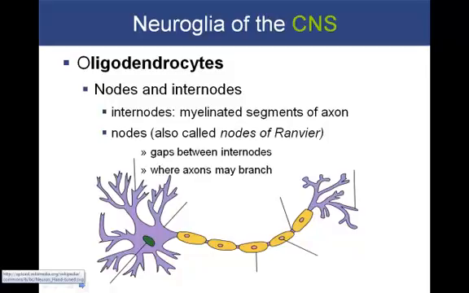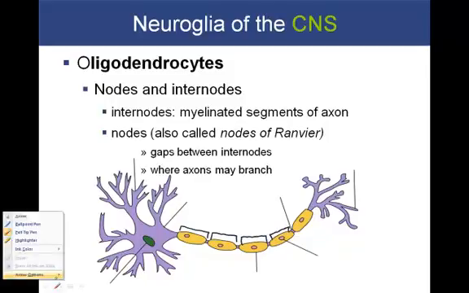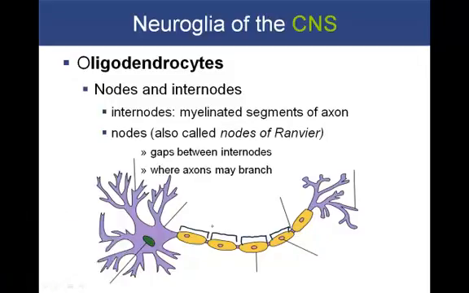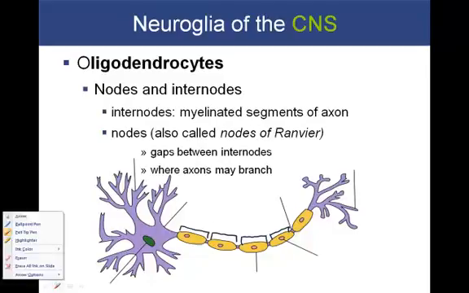With myelination, you end up creating a system of nodes and internodes down the length of the axon. The internodes would be these regions where myelination has occurred. So all of these regions of the axons are internodes. And what that leaves is an area that is the node. And the nodes exist between the internodes.